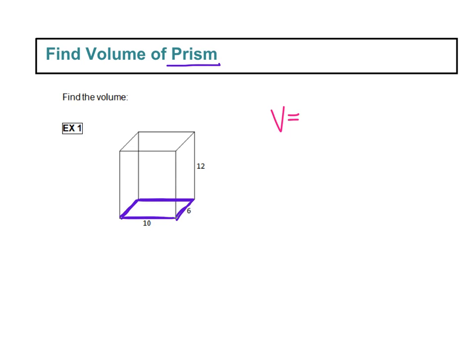So our volume formula is B times H. Remember that B is the area of the base. So let's go ahead and figure out what that is. The area of the base, well, I just outlined it. It's a rectangle, so we'll do base times height. So 10 times 6. And the area of our base is 60.